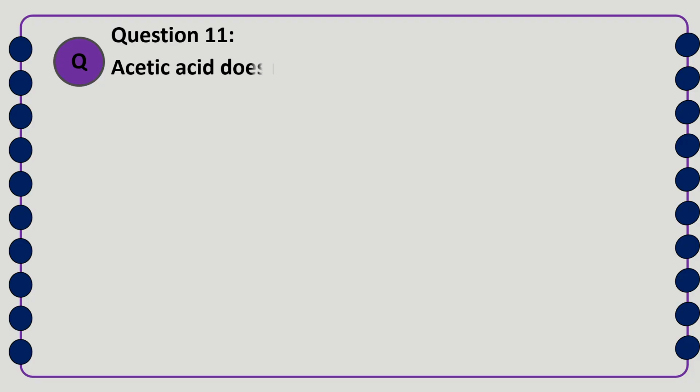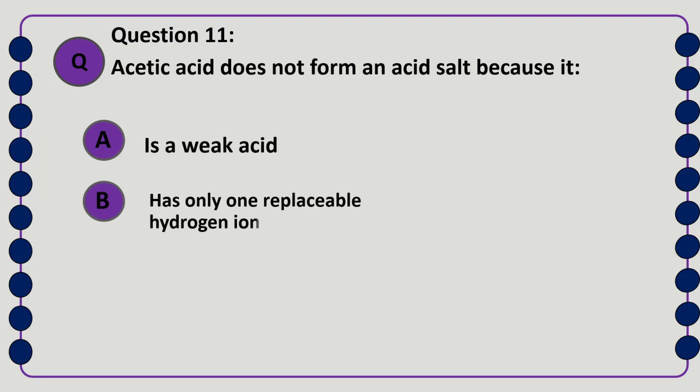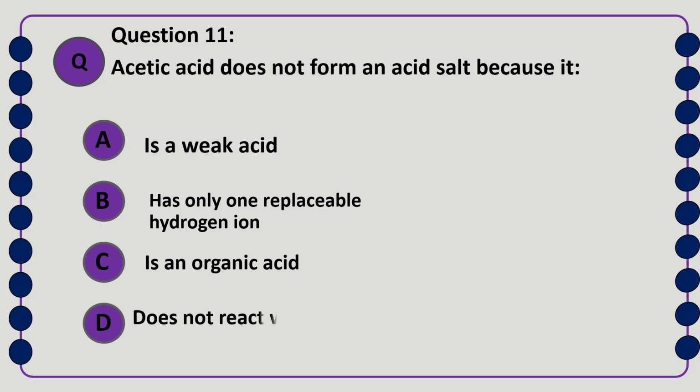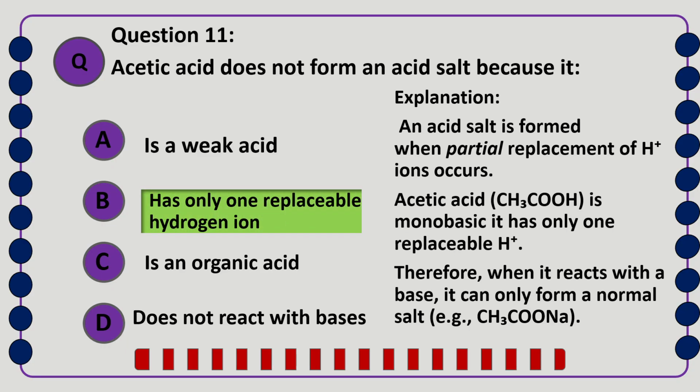Let's proceed with question number 11. Acetic acid does not form an acid salt because it is a weak acid, has only one replaceable hydrogen ion, is an organic acid, does not react with bases. You should know the formula for this answer of acetic acid. So the correct answer is has only one replaceable hydrogen ion.